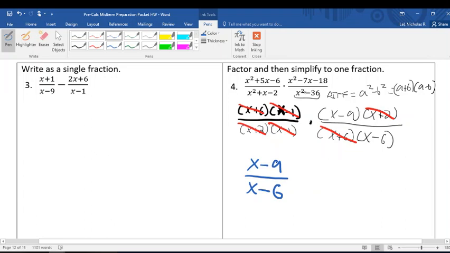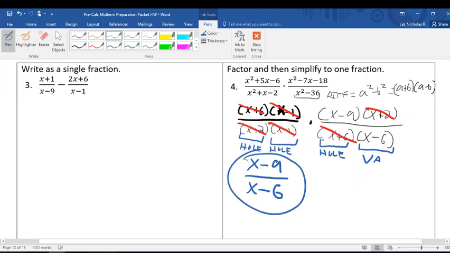All of these terms in the denominator would make it undefined, but these would all be considered holes if you set it equal to 0, and this would be a vertical asymptote. All right, so that's problem number 4. It becomes x minus 9 over x minus 6.